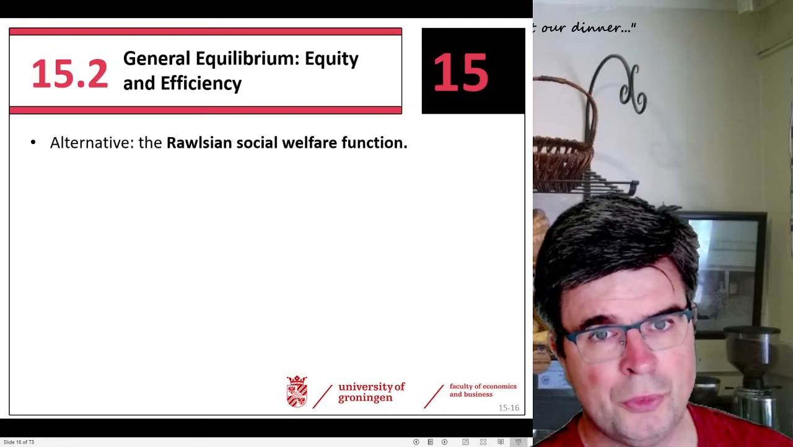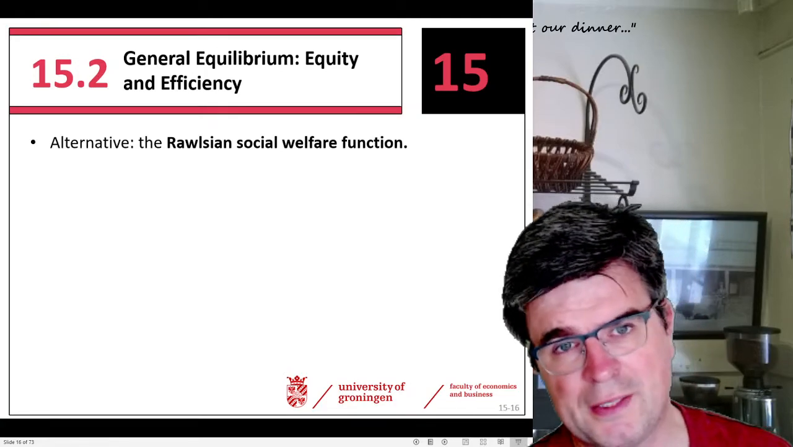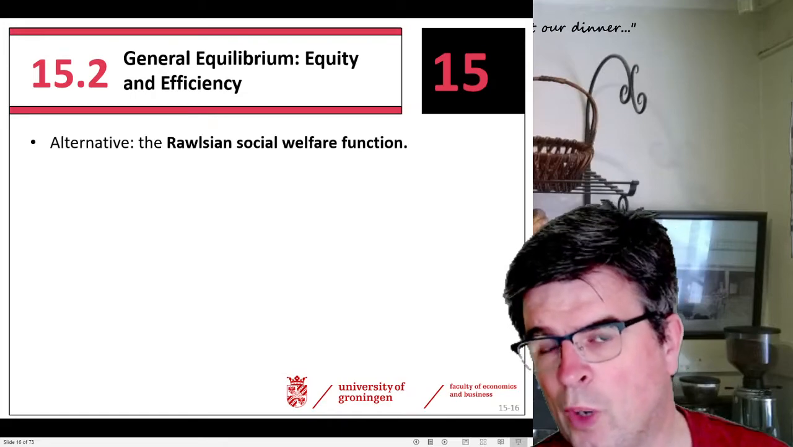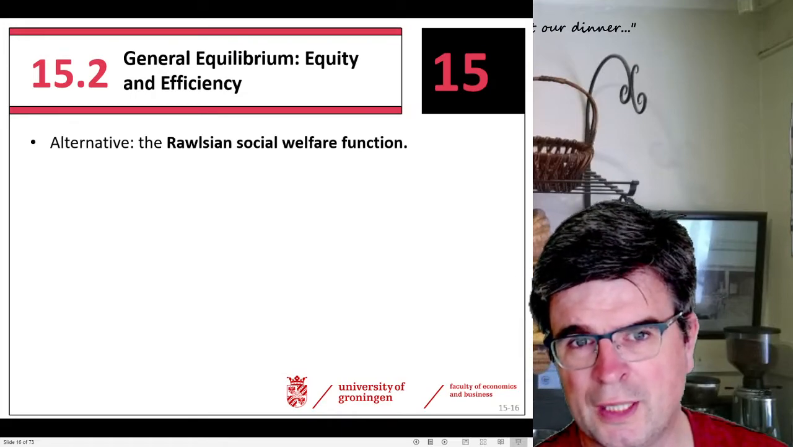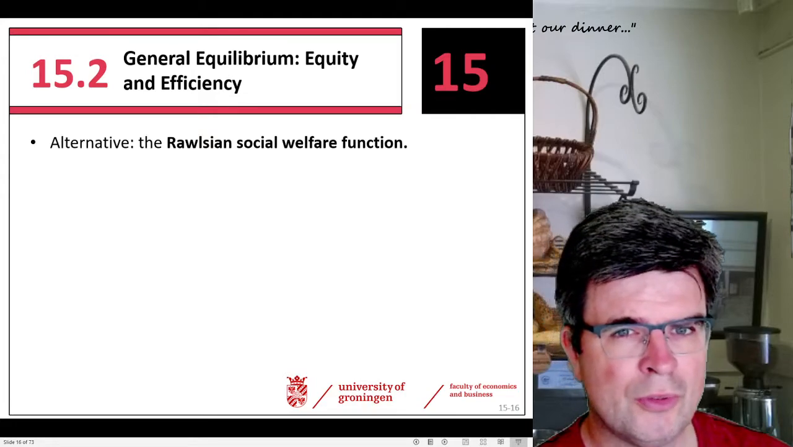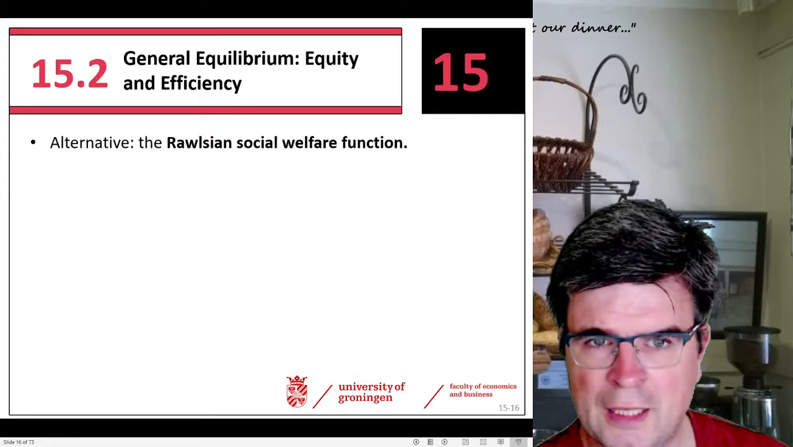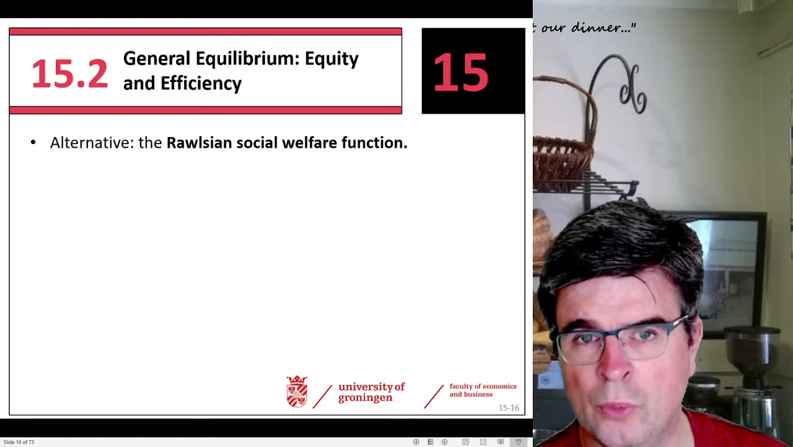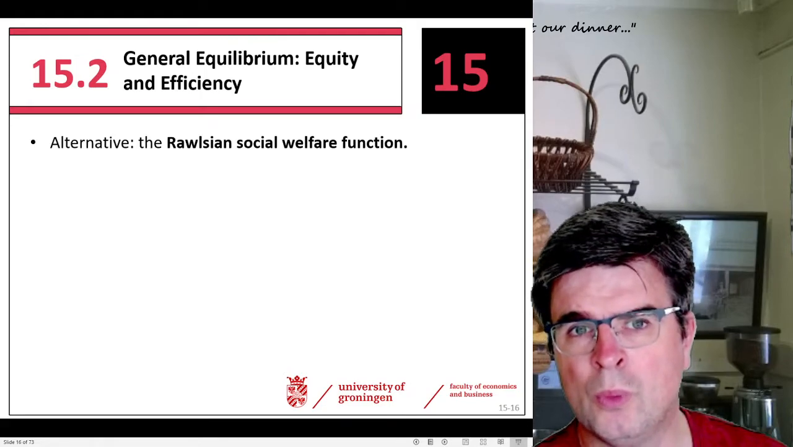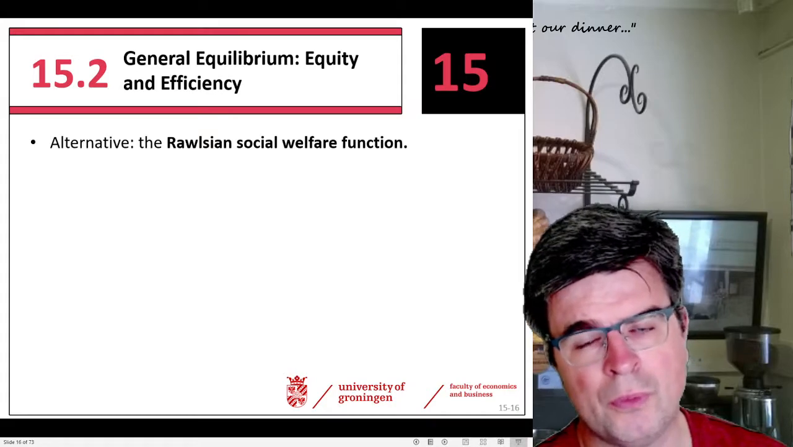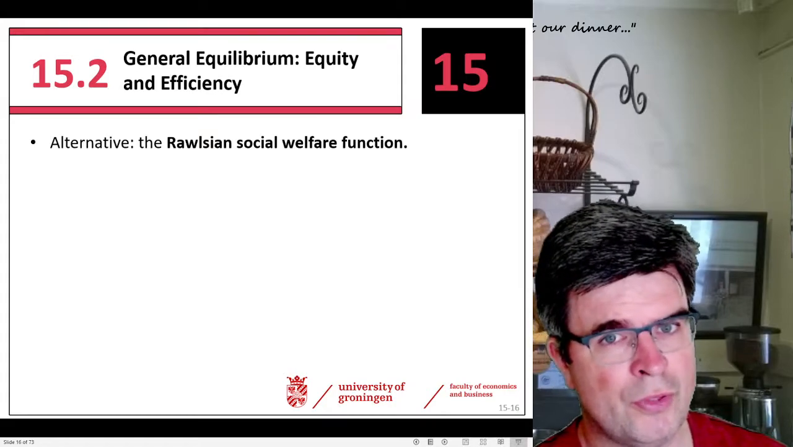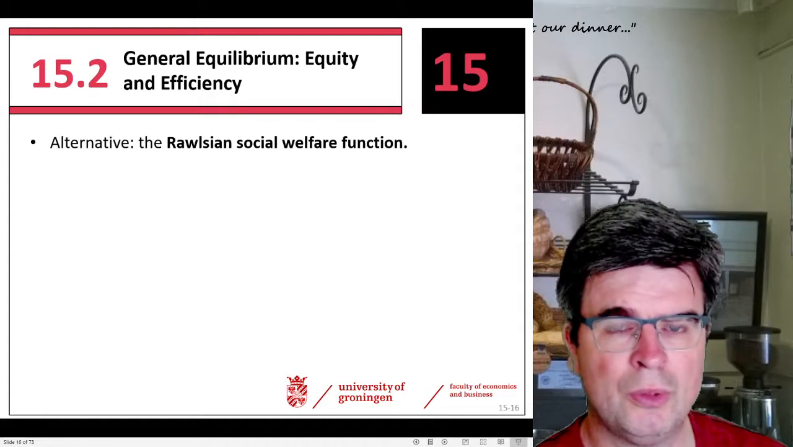But there are more social welfare functions possible. As said in the previous one, we just aggregated utility of all individuals in society, but you could also state that for society it's important to look after the people who are worst off. And that brings you to what is called the Rawlsian social welfare function, named after John Rawls.